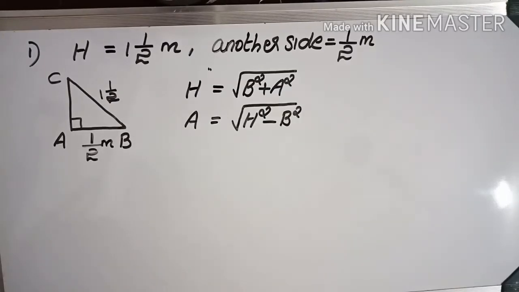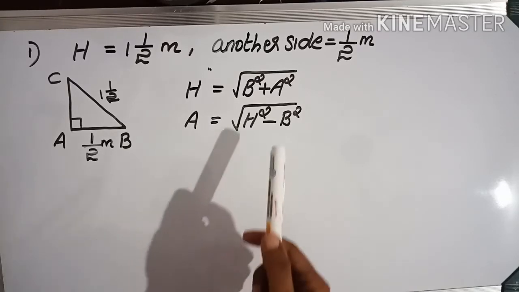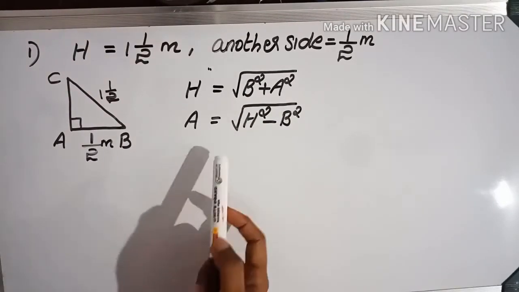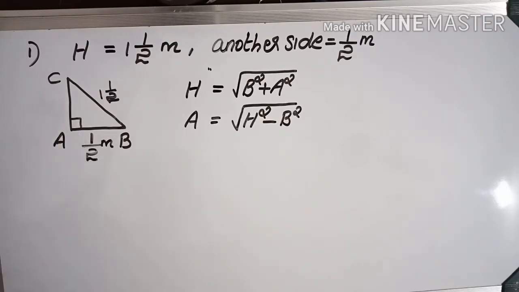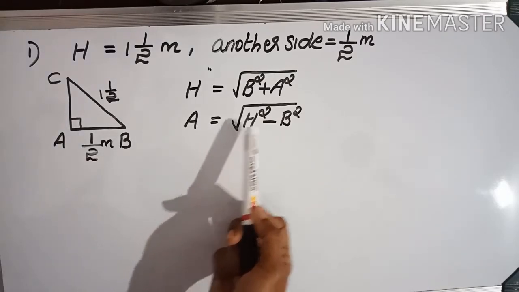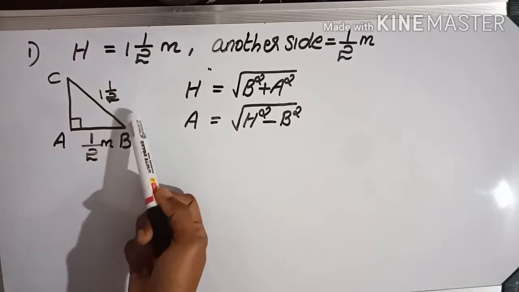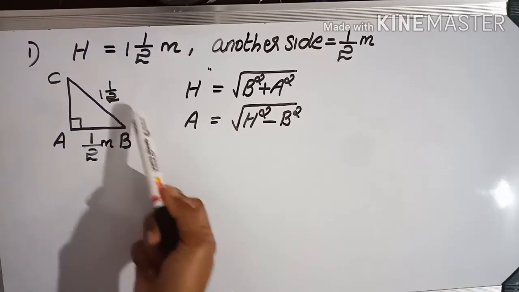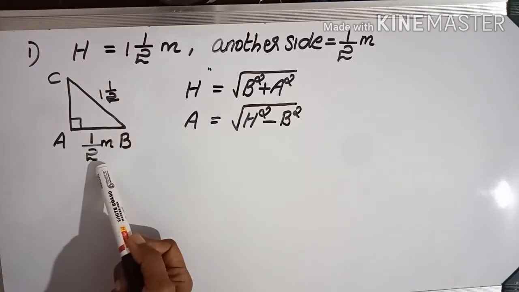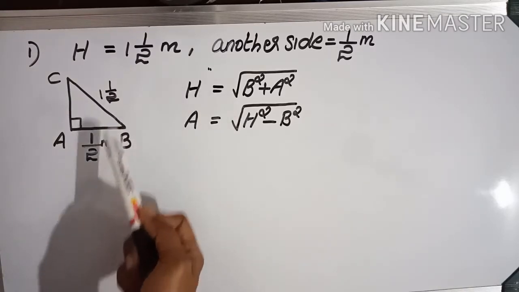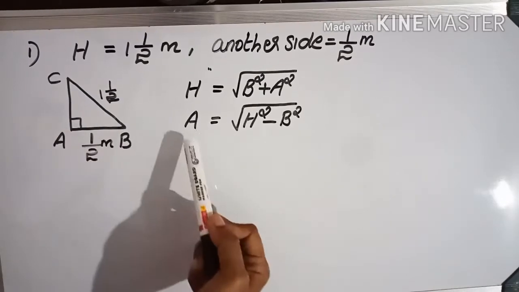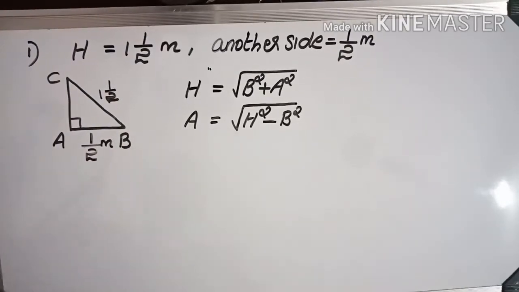The Pythagoras Theorem is hypotenuse equal to root of base square plus altitude square. Now here we have to find the altitude. Altitude equals hypotenuse square, the largest measurement is the hypotenuse, and from that we have to subtract. If it is altitude, it is hypotenuse square minus base square. If we have to find base, hypotenuse square minus altitude square will be the equation. So here we have to find altitude, so this is the equation.